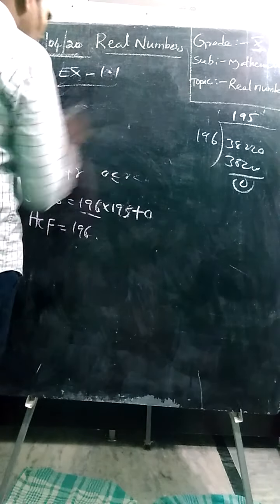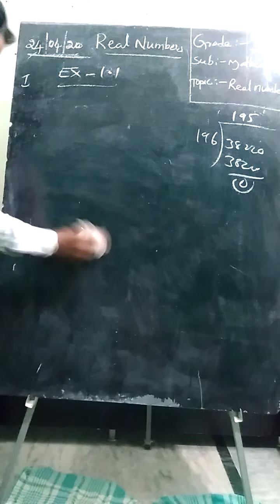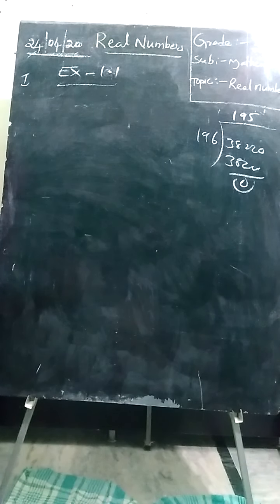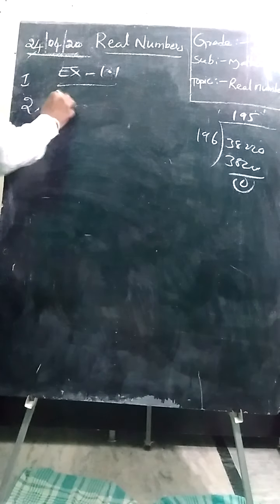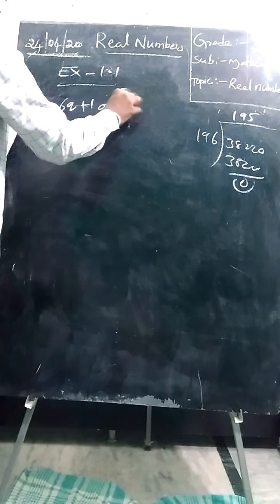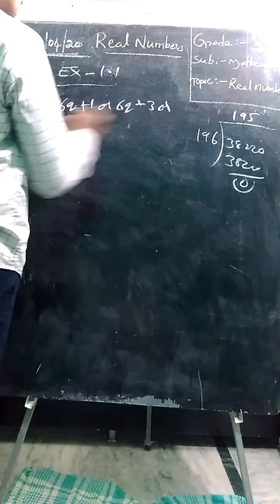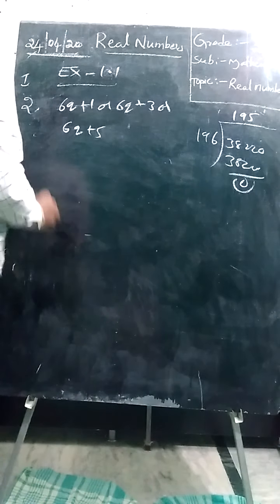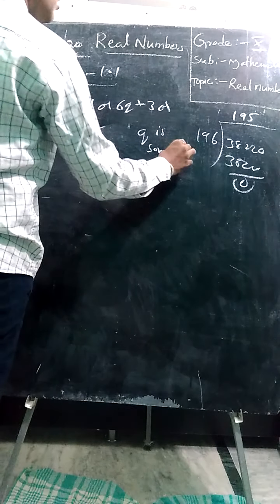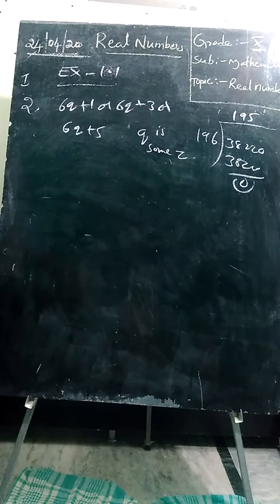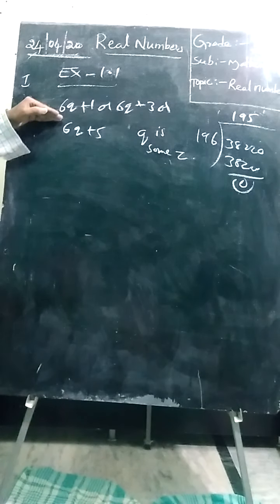Before going to teach, let us discuss some more problems of this exercise, then we'll conclude this. The second problem is given: show that any positive odd integer is of the form 6q plus 1, or 6q plus 3, or 6q plus 5, where q is some integer. I mean, it may be negative or positive or 0 also. So let us discuss this problem.